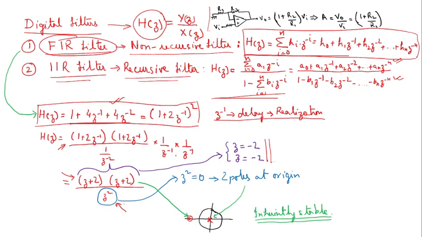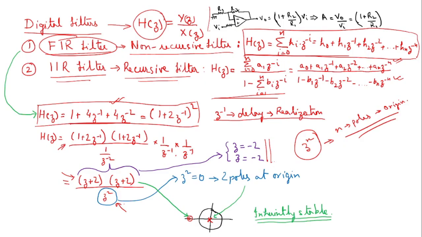In the denominator, you will always have a factor z to the power n. When we equate it to 0, you will always get n number of poles at the origin. So if you look into this case, the poles are always at the origin. The construction of the FIR filter is such that you will always have poles at the origin.